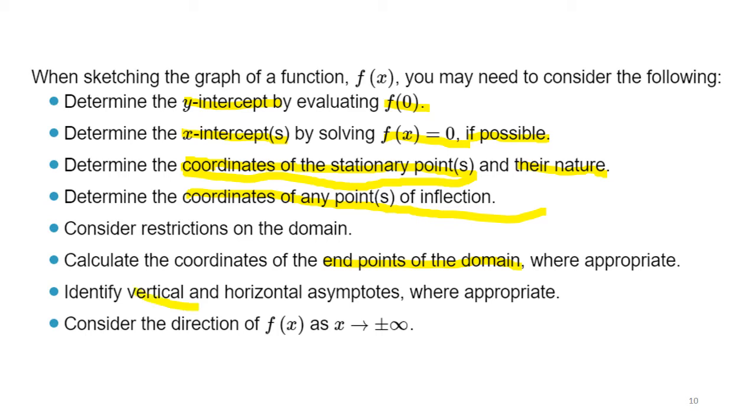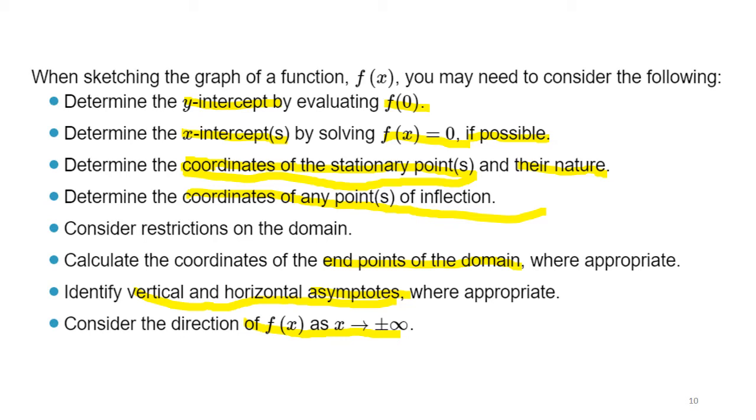Then also identify vertical and horizontal asymptotes. Sometimes when you have a function, there might be asymptotes. You need to identify where they are. An asymptote is a line that your curve will never be able to cross or touch. And also you need to consider the direction of f of x as x approaches positive or negative infinity.